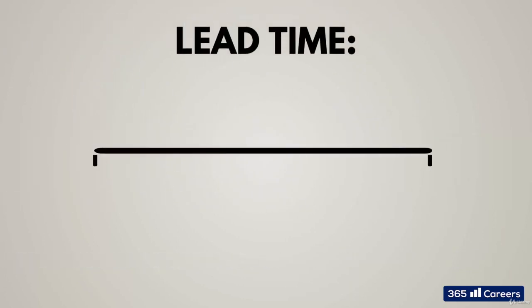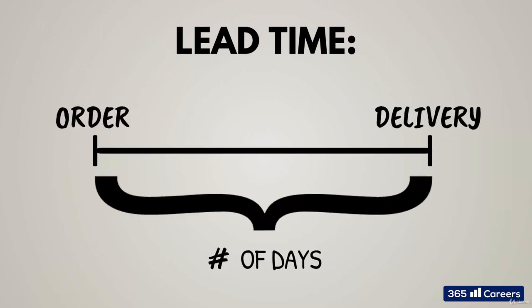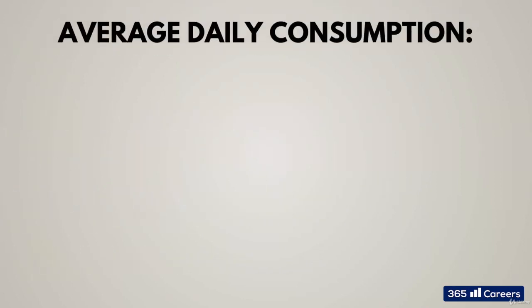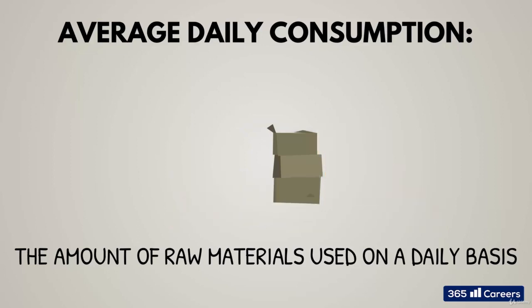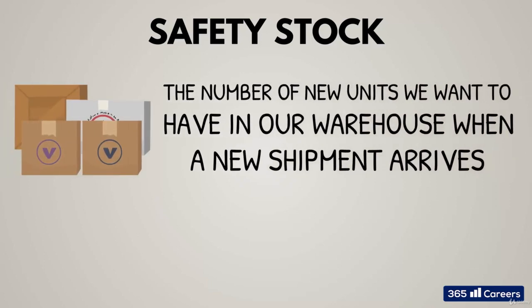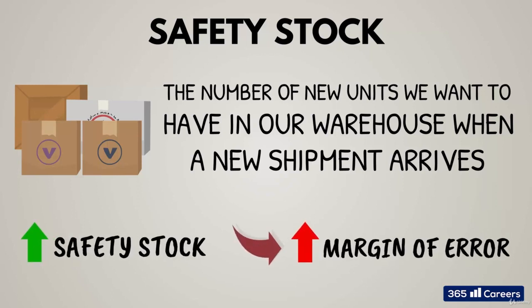Obviously, lead time is the number of days we have to wait for products to be delivered once we place an order to suppliers. Average daily consumption is more than clear too, the amount of raw materials used in our production process on a daily basis. Safety stock indicates the number of units we want to have in our warehouse when a new shipment arrives. If it is higher, we'll have some margin of error in case a shipment from our suppliers comes in later than expected.